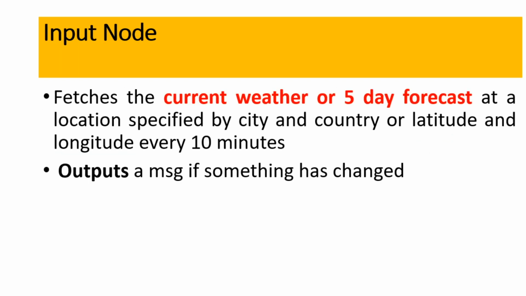This input node fetches the current weather data, or it also provides a 5-day forecast for a particular location with a specified city name and country, or it could even be retrieved by providing latitude and longitude, every 10 minutes. If there is a change in the output, even that could be processed from our side, and that processed output could also be sent to the site.